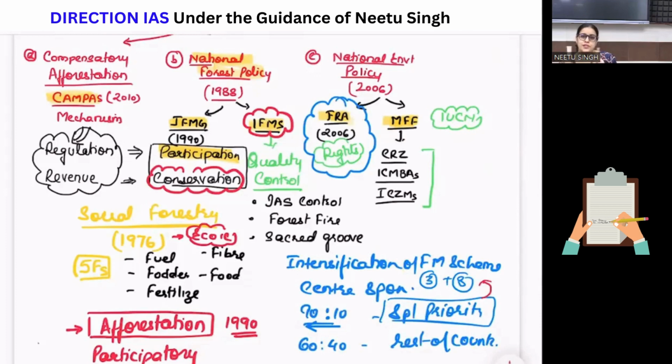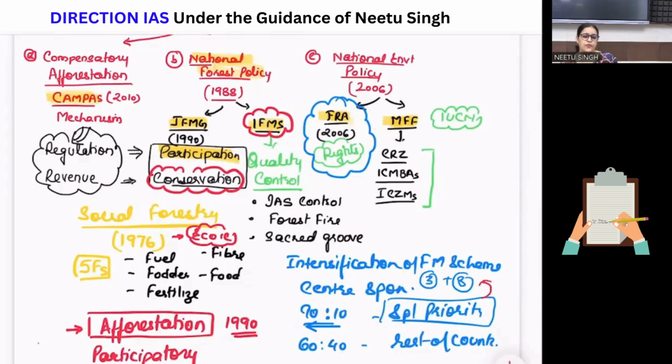So which states are these where 90% of resources come from the union government? 8 northeastern states and 3 northwestern Himalayan states. Now you can count 2 union territories and 2 states there. And for the rest of the country, it is 60:40. So the union government shares 60% of the resources, the state government 40%.